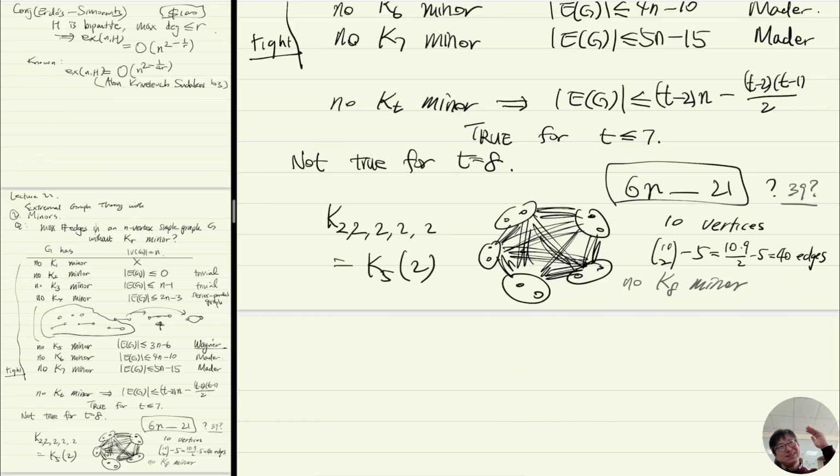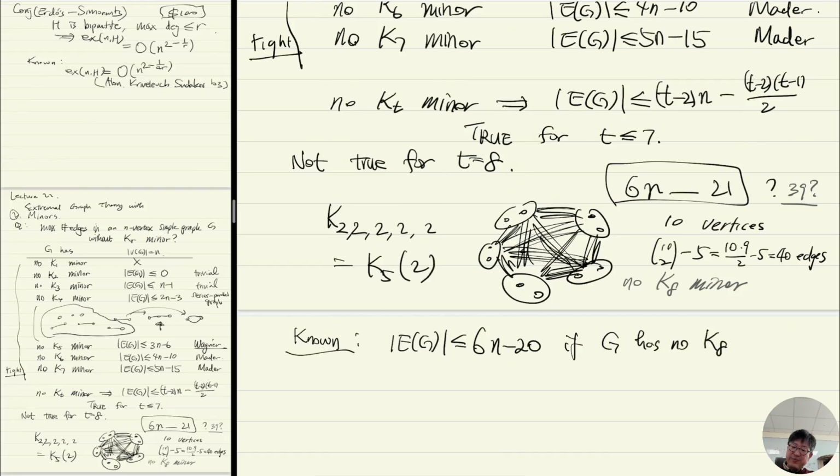So the pattern that we see is true up to 7 doesn't continue. And instead, what we know is, I forgot whose theorem it is, the number of edges is at most 6n minus 20 if G has no K8 minor. Now this is the first time that the pattern discontinues, right?